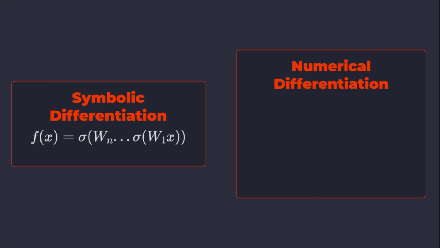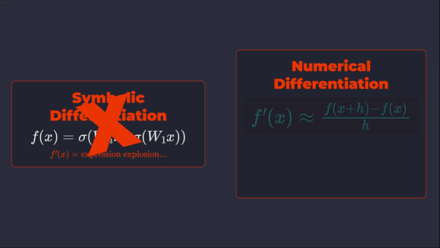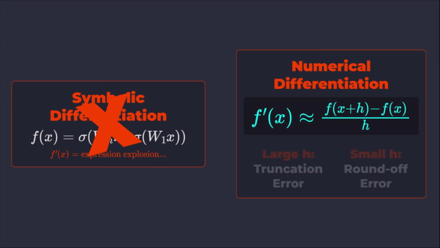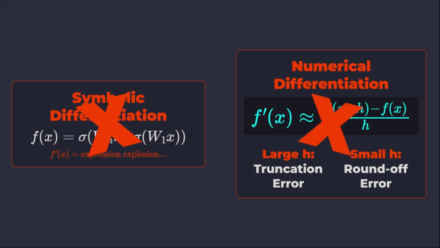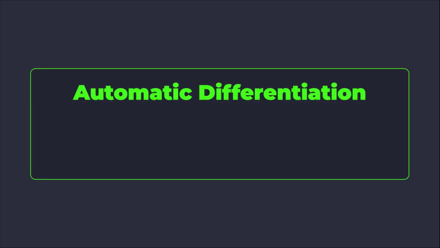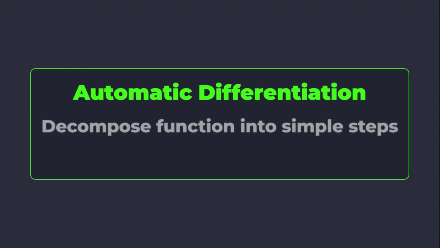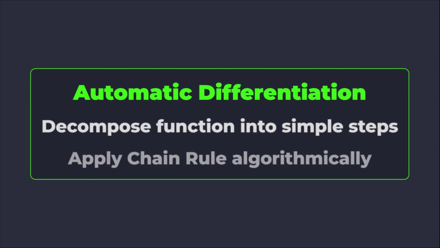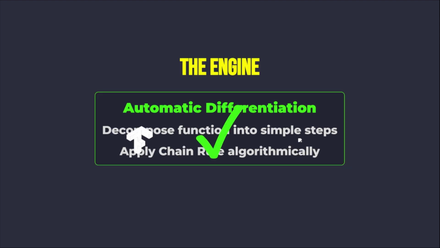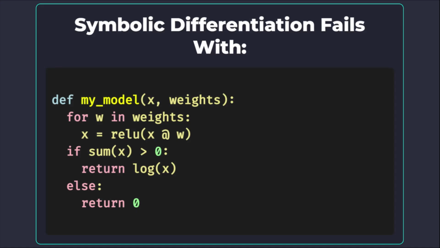Traditional symbolic differentiation generates expressions that explode in complexity for deep networks. Numerical differentiation, using finite differences, introduces unavoidable truncation and round-off errors due to floating-point precision limits. Automatic differentiation bypasses both issues by applying the chain rule algorithmically to the function structure, ensuring precision and computational tractability. This technique is the fundamental engine powering all modern machine learning training.